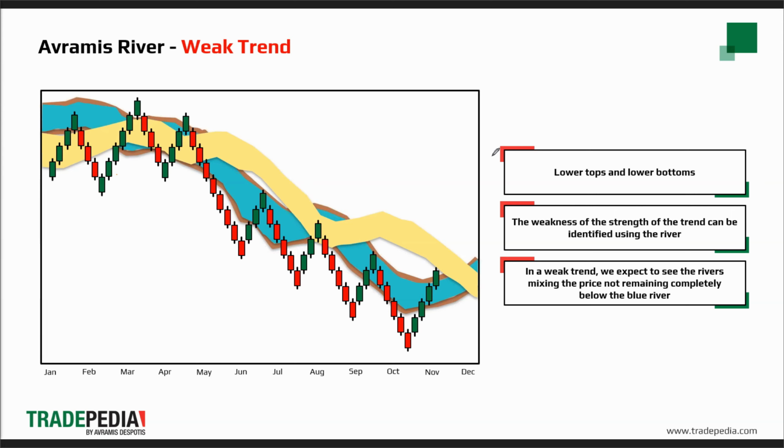So what happens in the weak trend, we expect to see the price reversing and not remaining completely below the blue river. As you saw earlier, for a strong trend, there's a clear gold above the blue or blue above the gold, and there's only one crossover. But let's say it's a weak trend, so there are multiple crossovers, but you see that it's still sloping. So it's still a weak downtrend. Sometimes the market trades not sideways, but going down very, very slowly. Normally what happens is during the Asian market.